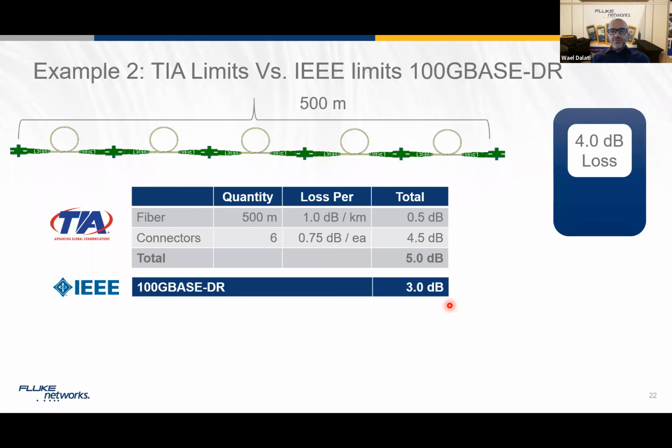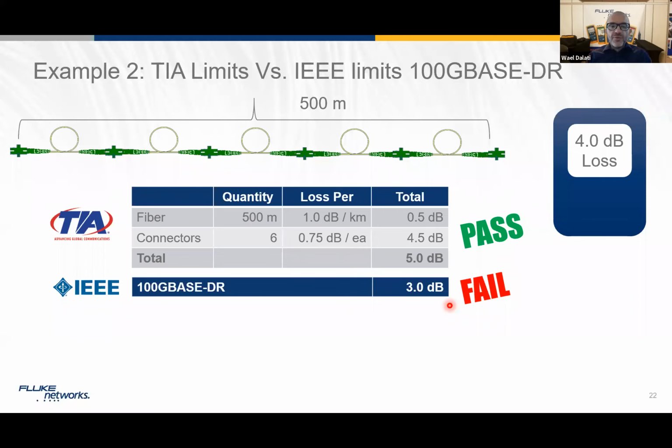What does that mean? Does it mean a pass on TIA? Yes, it means a pass in TIA. I'm below the budget. That means TIA tells me, good job, you can work according to TIA. But can this application work in IEEE? Then certainly no.